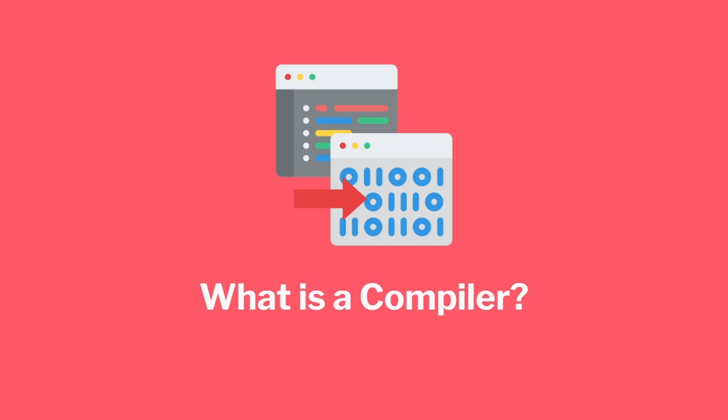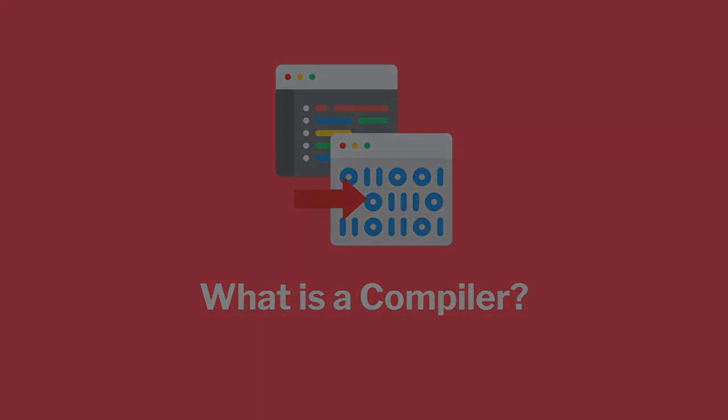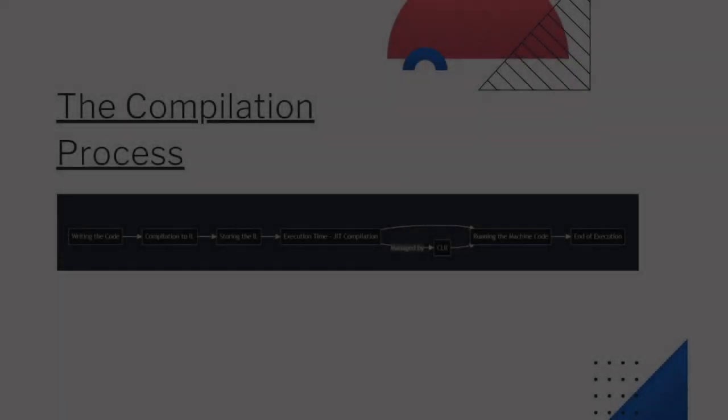Why does C# need a compiler? C# is a high-level language, meaning it's closer to human language than machine language. For your computer to execute C# code, it needs to be in a format it comprehends, and that's where our compiler steps in.